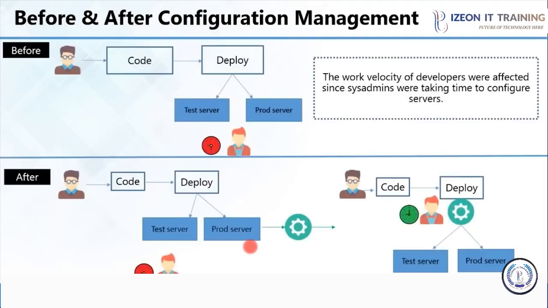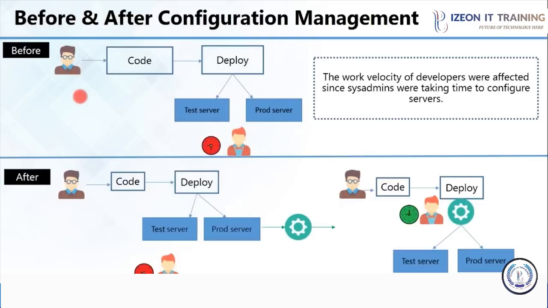The third problem was that the work velocity of the developers was affected because the system administrators were taking time to configure the servers. After the developers have written code, the next job is to deploy it on different servers like test servers and production servers for testing it out and releasing it. But then again, every server was managed by hand before, so the system administrators would again have to log into each server, configure them properly by making changes, and do the same thing again on all servers. So this was taking a lot of time.